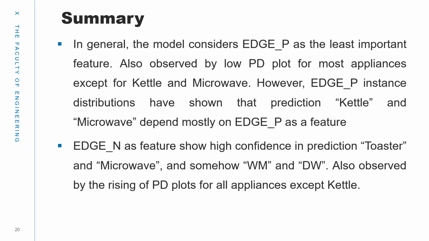To summarize, although the model in general considers HP as the least important feature, in predicting microwave and kettle, HP is important. Microwave and toaster confuse easily with each other. They can easily be separated with HN as a feature, as seen by how HN instances in their ICE plots have been clustered well. Duration is not an important feature for microwave, toaster, and kettle, as they have similar operating duration, but it is very important for predicting dishwasher and washing machine.